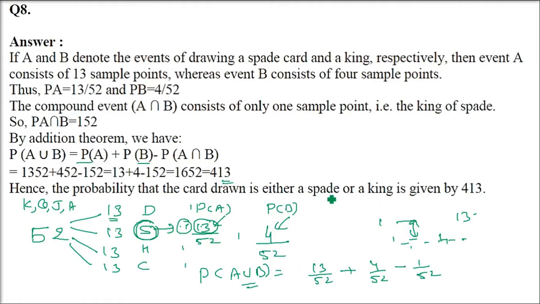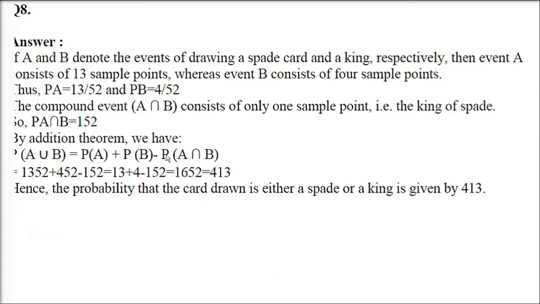So 4 by 13 is going to come if you compute it. Let me write it: 13 by 52, plus 4 by 52, minus 1 by 52, gives 16 by 52.